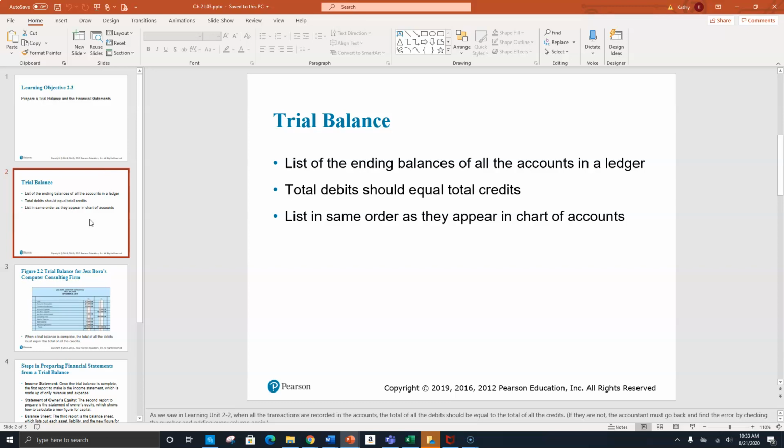The idea is to make sure you're in balance, make sure your total debits equal your credits, and if you're doing double entry accounting, you should have equal debits and credits. And you list them in the same order they would appear in the chart of accounts. So they're in the order of your accounts, the assets, and then the liabilities, and then the owner's equity, and then revenues, and then expenses.